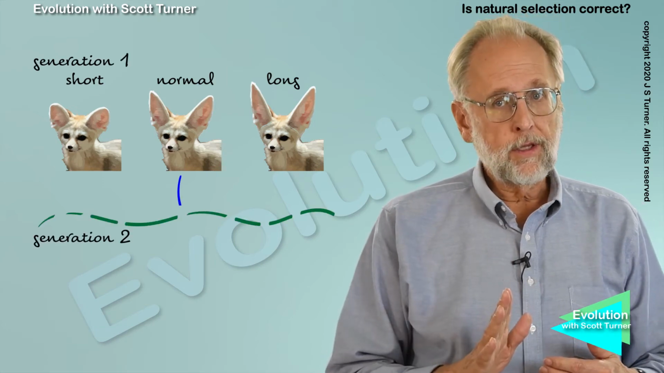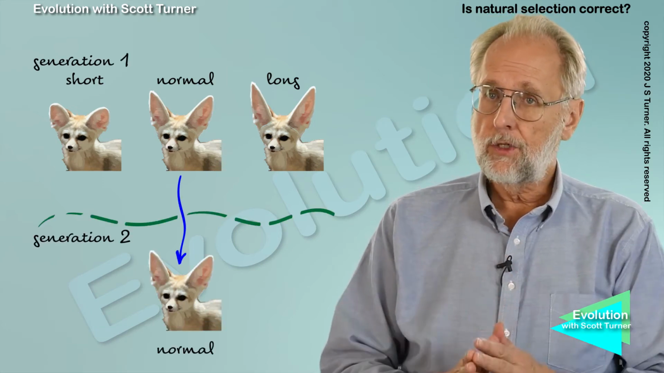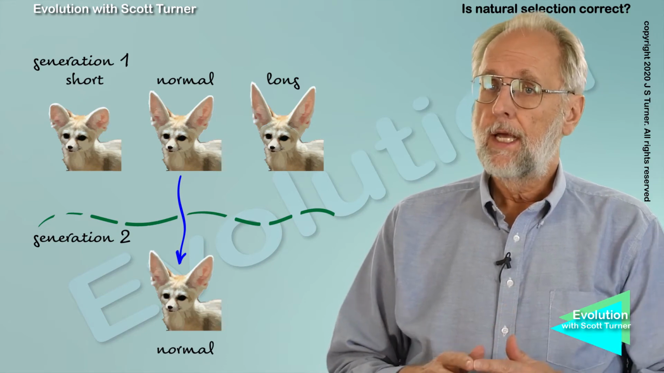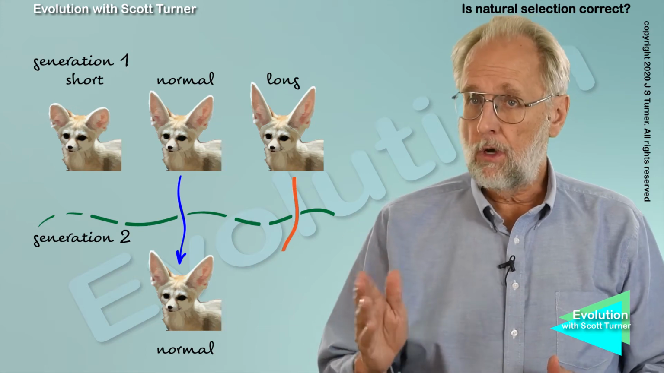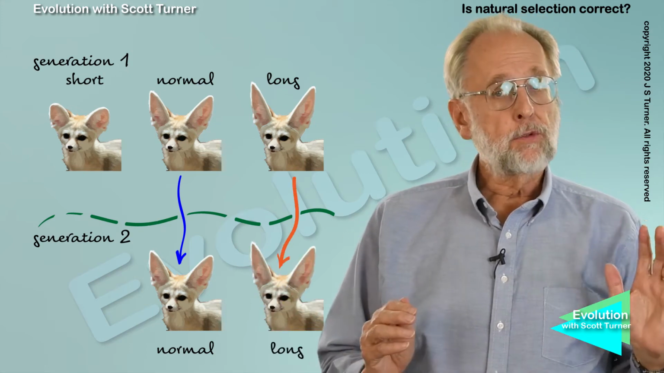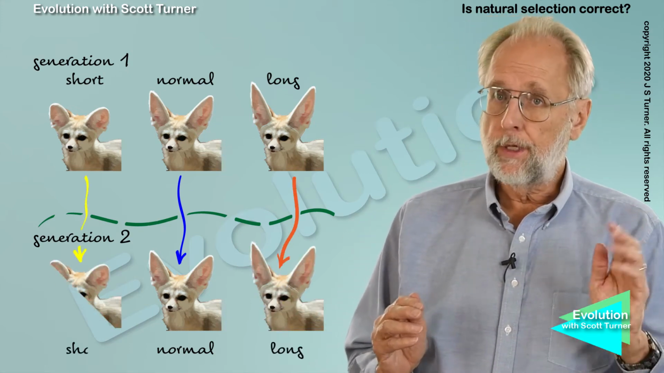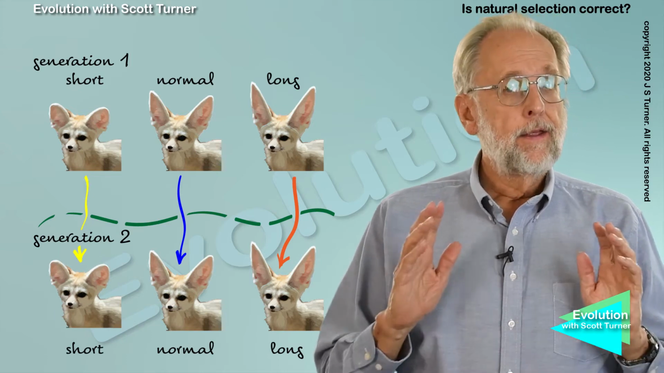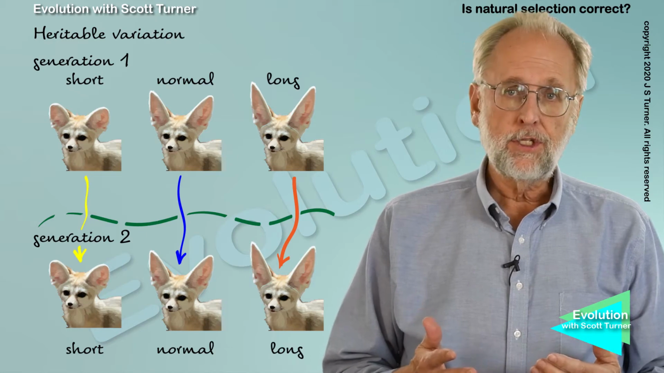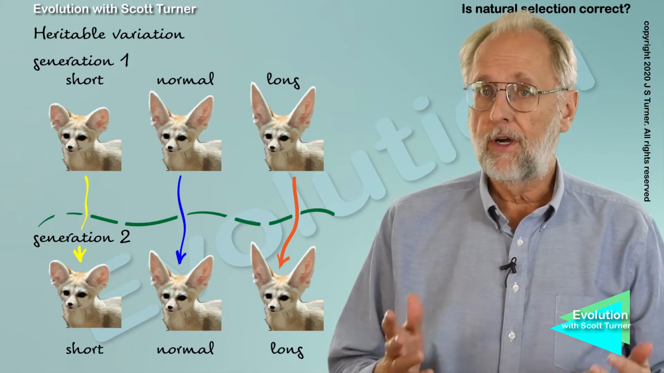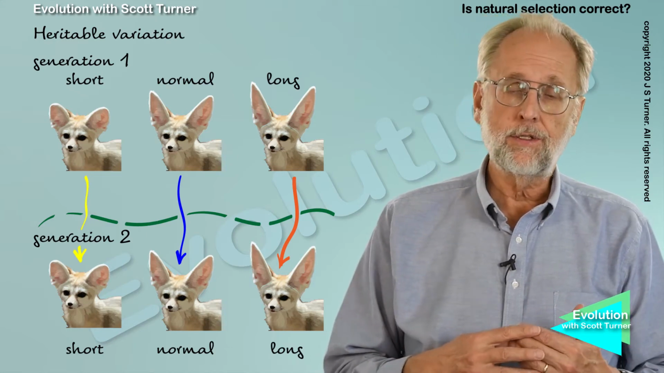They get it from their parents. Parents with normal length ears will produce offspring that also have normal length ears. The same goes for fennecs with long ears. They will produce long-eared children. And fennecs with short ears will produce short-eared offspring. This is heritable variation of form. Variation exists because it's inherited from variation in previous generations.